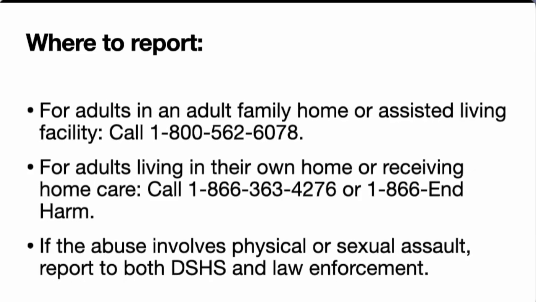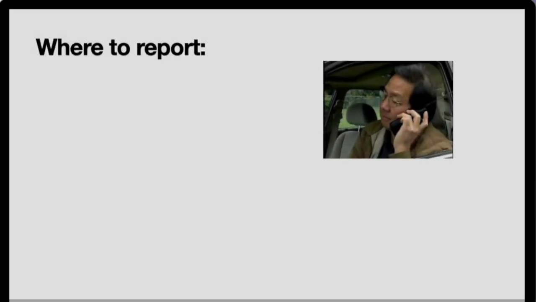Where to report. For adults in an adult family home or assisted living facility, call 1-800-562-6078. For adults living in their own home or receiving home care, call 1-866-363-4276 or 1-800-66-AND-HARM. If the abuse involves physical or sexual assault, report to both DSHS and law enforcement.